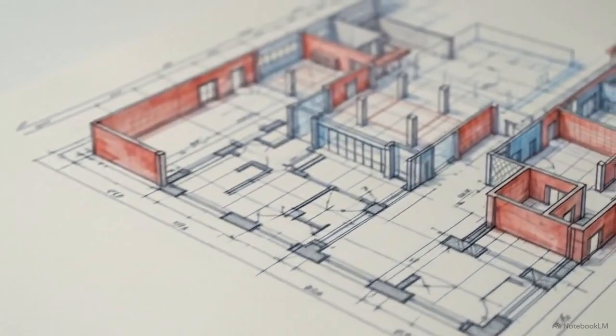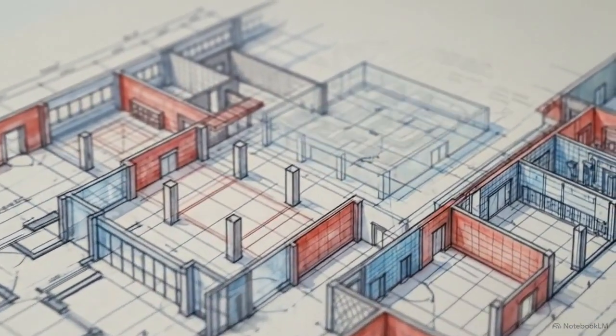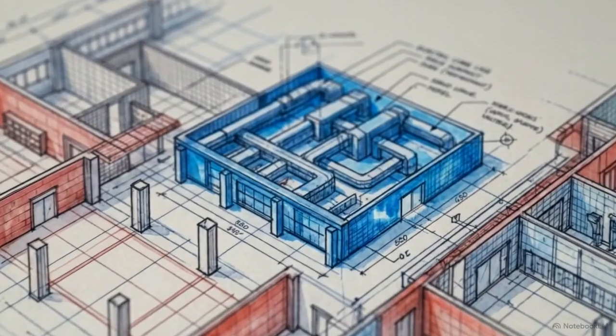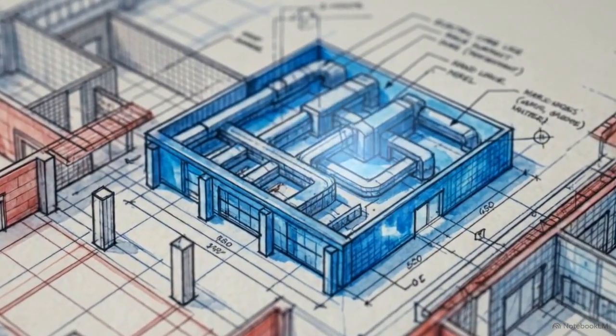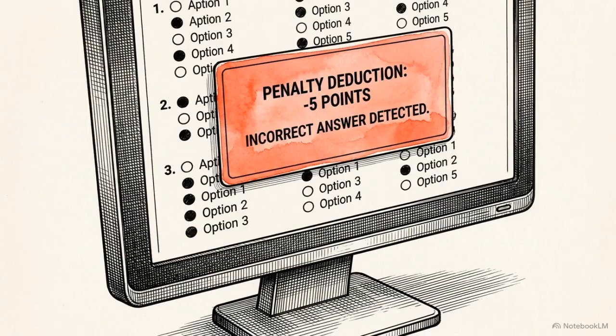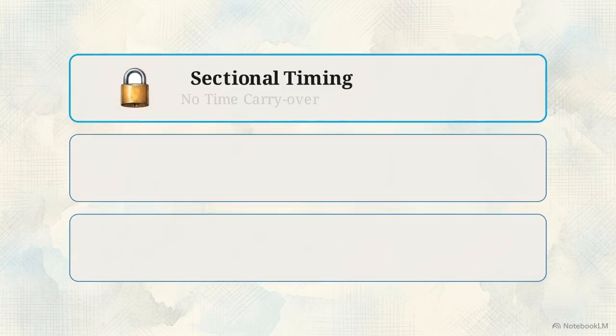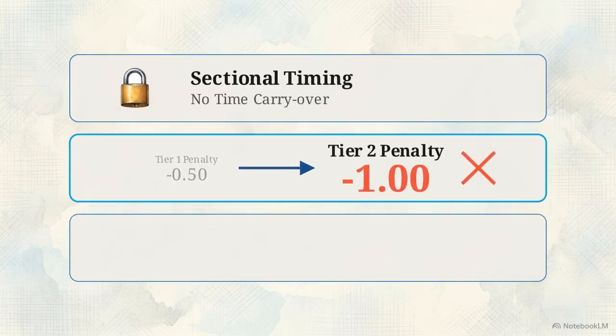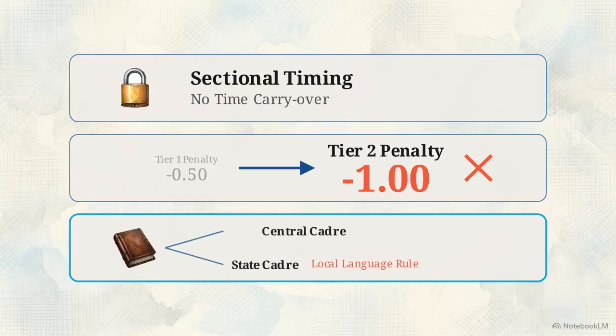The 2026 notification completely redesigned the architectural foundation of the SSC CGL. Traditional approaches to fluid time management and aggressive guessing now create a direct mechanical conflict with the updated rule set. This conflict stems from three structural constraints: temporal locks, a 100% increase in Tier 2 penalties, and strict cadre segmentation.